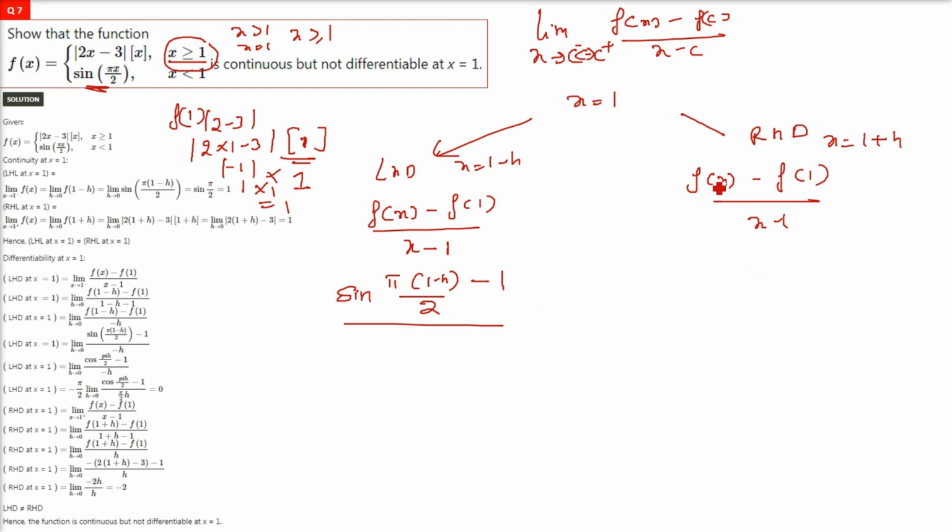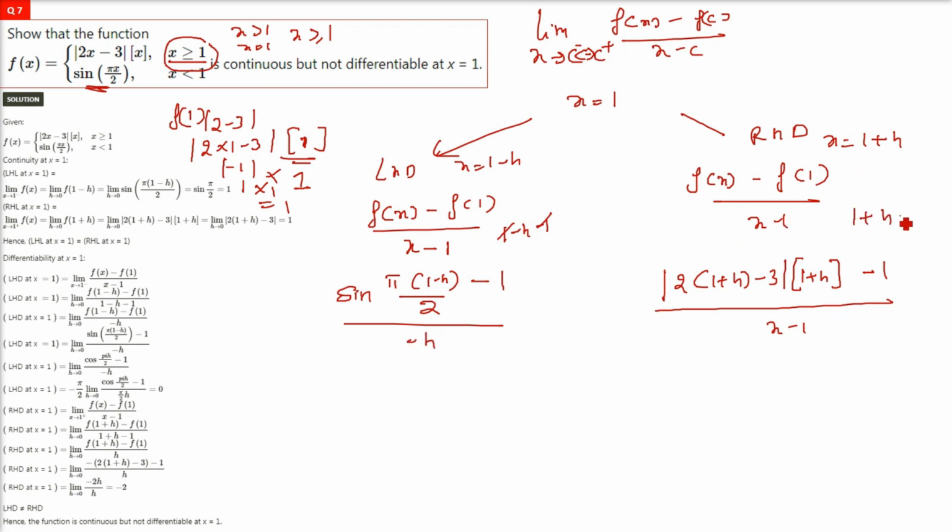Here also the same thing. f(x), because you are going to the right hand derivative, so you are going to use this one. Modulus of 2, and in place of x just write 1 plus h, and minus 3. And then you have the greatest integer function of 1 plus h, minus 1, by x minus 1. Now you can very well see that x minus 1 is in the denominator. But x is what? 1 minus h on the left hand side, 1 plus h on the right hand side. So the denominator of LHD will be negative h, and on the right hand side, for the right hand derivative, the denominator will be h.